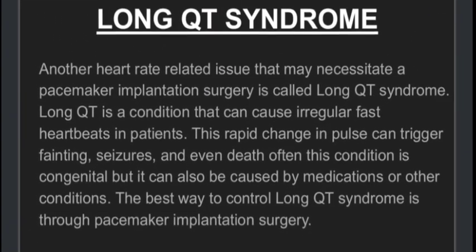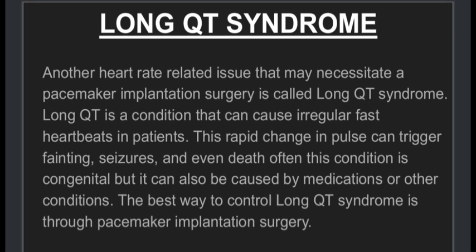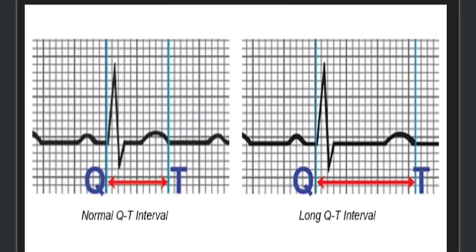Now let's move on to the long QT syndrome. What do you mean by long QT syndrome? See this graph. The heart's electrical activity is marked on the electrocardiogram, that is also called ECG. This is the image of that. Normal QT interval is a shorter gap and long QT interval is a longer gap. That is the difference between normal and long QT syndrome.